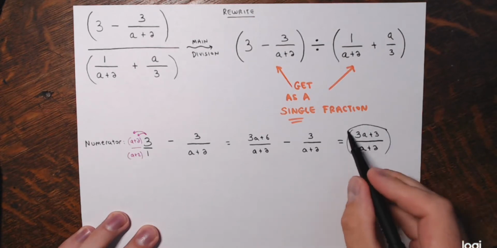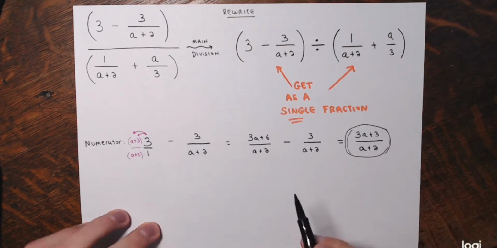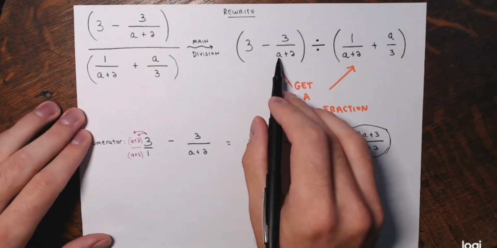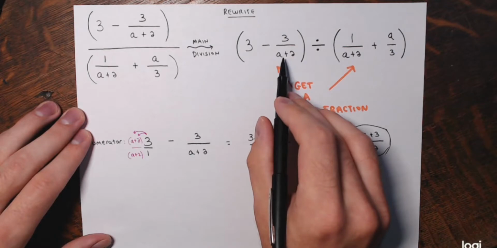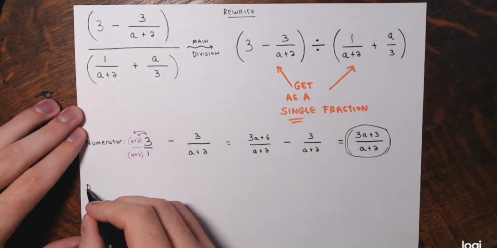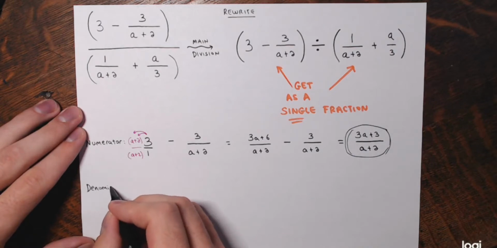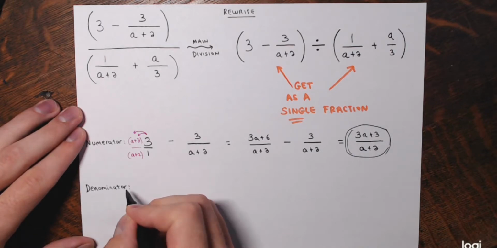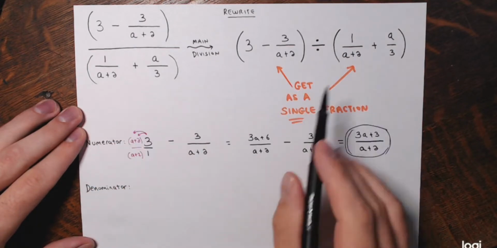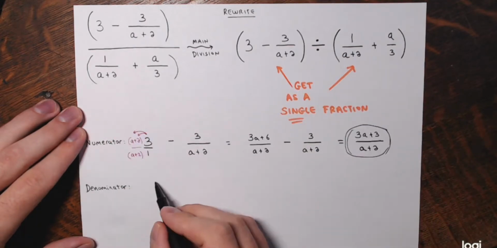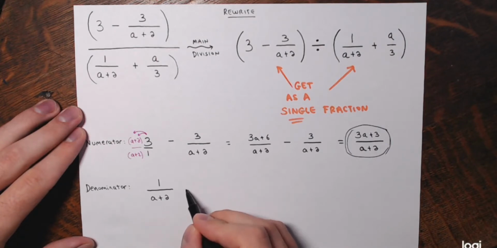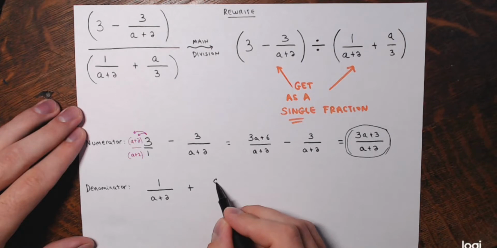Now I'm just putting it in a circle, but that's not the answer, but that's this first fraction. That's this first expression here before the division symbol. And I do the same thing with the denominator. Everything below the division bar or after the division symbol. So that's 1 over a plus 2 plus, and then a over 3.